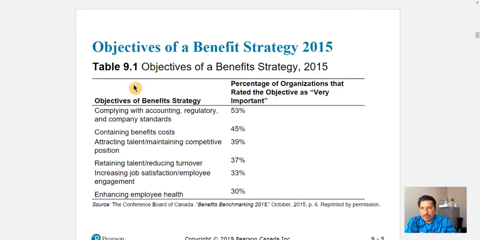This Table 9.1 shows the objectives of a benefit strategy and the percentage of organizations that rated the objective as very important. Complying with accounting, regulatory, and company standards, 53%; containing benefit cost, 45%; attracting talent and maintaining competitive position, 39%; retaining talent, reducing turnover, employee health, 30%.